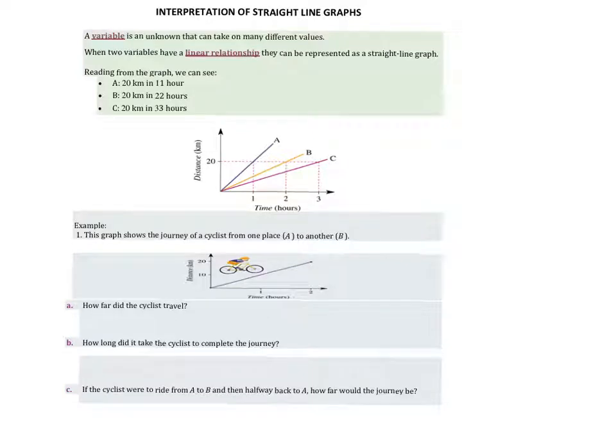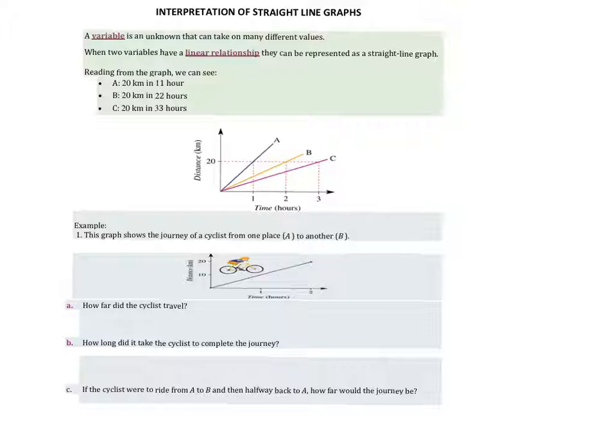A straight line graph can also be called a linear relationship. What is a linear relationship? Well, the definition is there. Two variables have a linear relationship and they can be represented by a straight line. Two variables, well, a variable, again, the definition is there, is an unknown. So if you look at the graph in front of you, you've got distance and time.